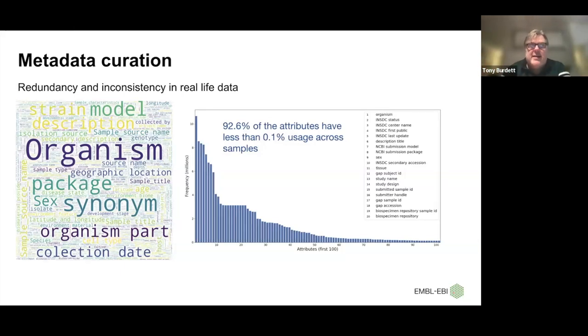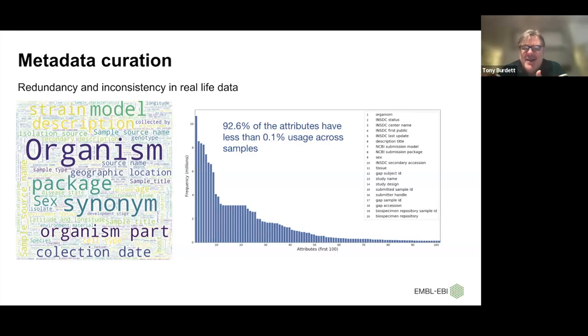What about curating that metadata and the sequence records? What we see is that in the real world and across the BioSamples database, there's a lot of redundancy and a lot of inconsistency. This is one of the biggest challenges to interoperability and data integration. You see this very long tail typically of how samples are described. There are some really commonly used attributes. Organism: almost every sample has a taxonomy description associated with it.